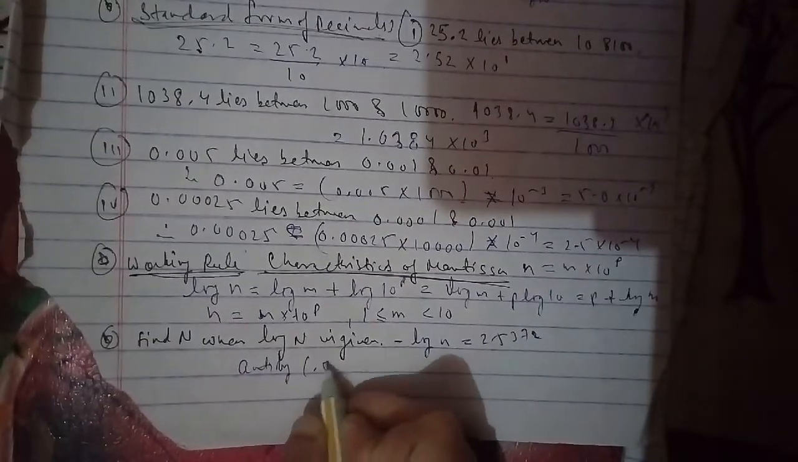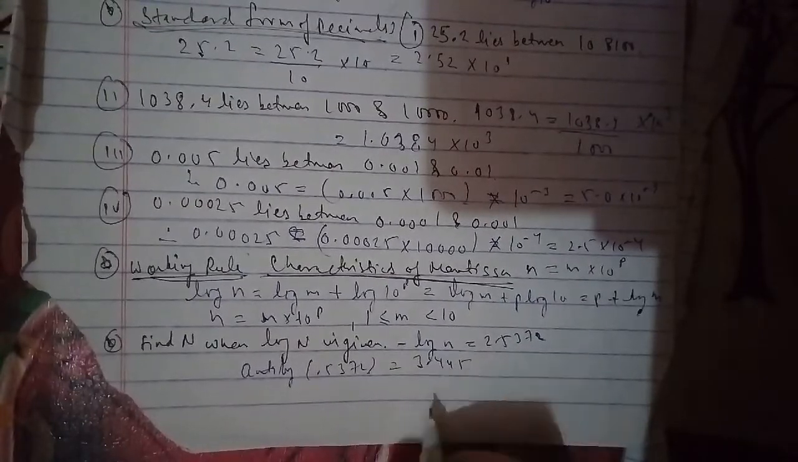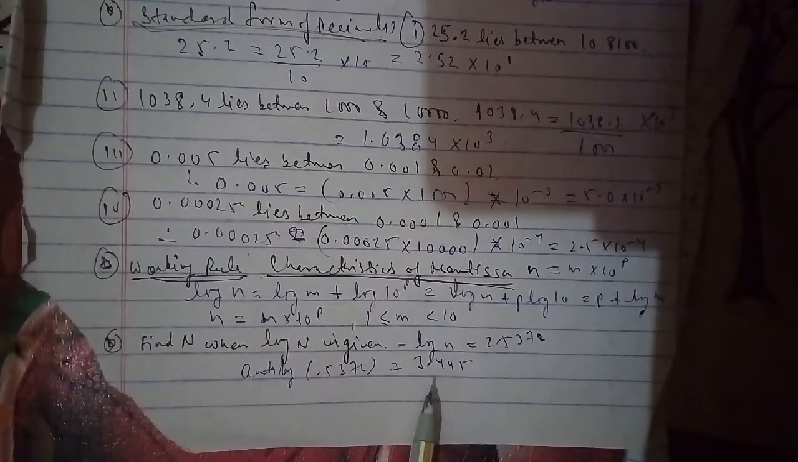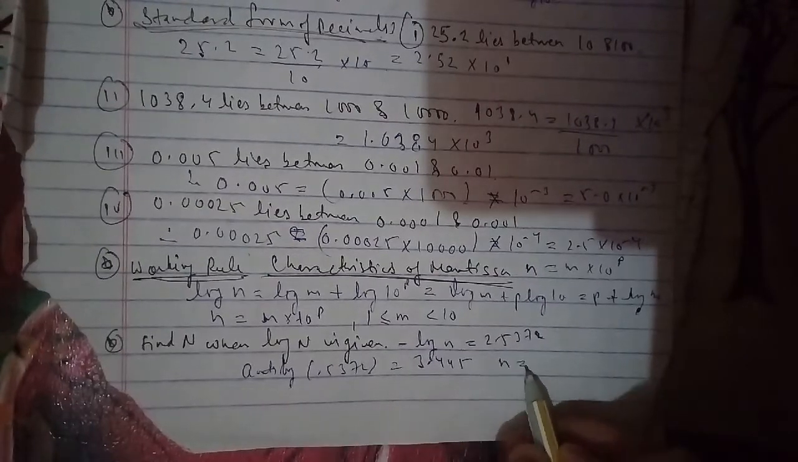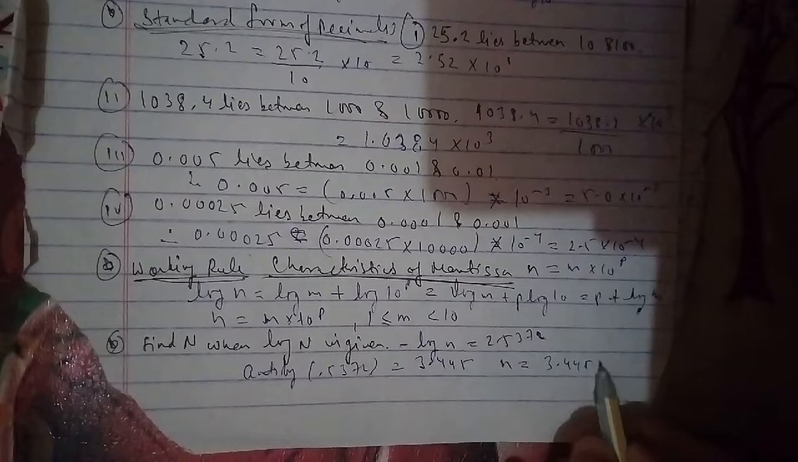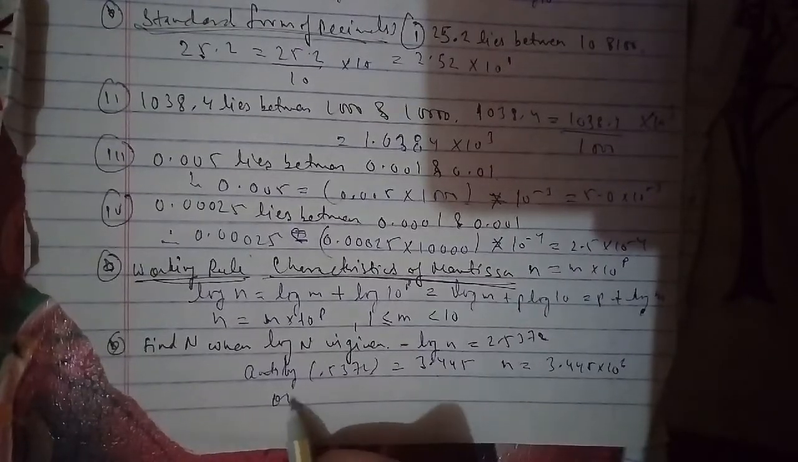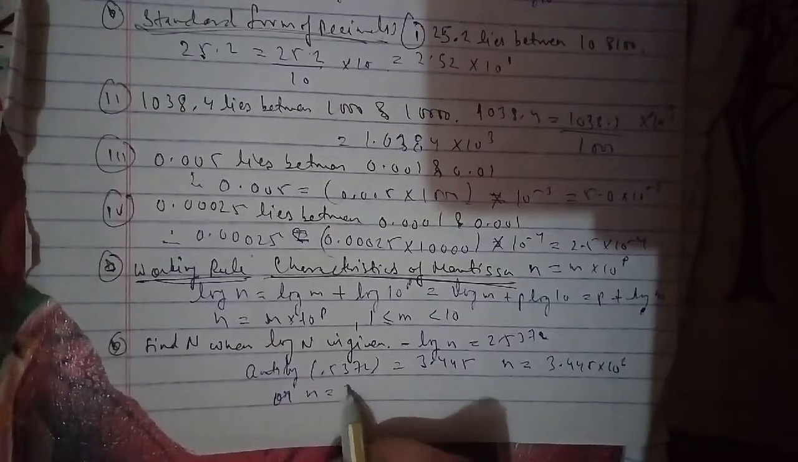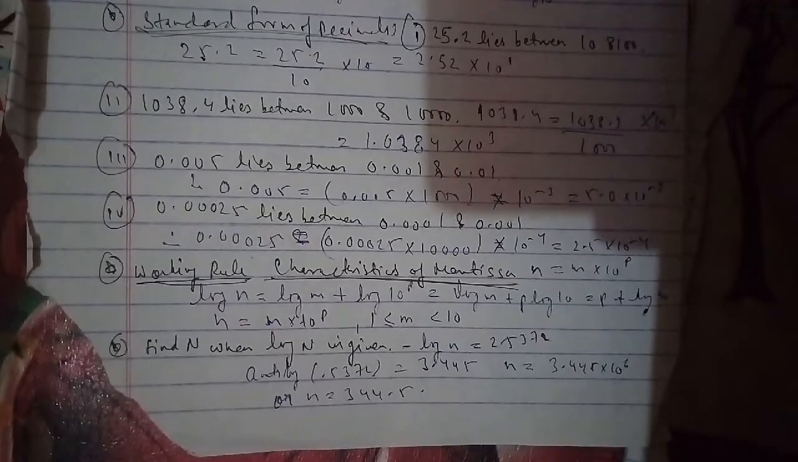So now since log n is equal to 2.5372, the characteristic is 2, so the standard form of n is m equals 3.445 into 10 to the power 2, or n equals 344.5. For illustration, we will do some questions on this as well, so we will go ahead for the same.